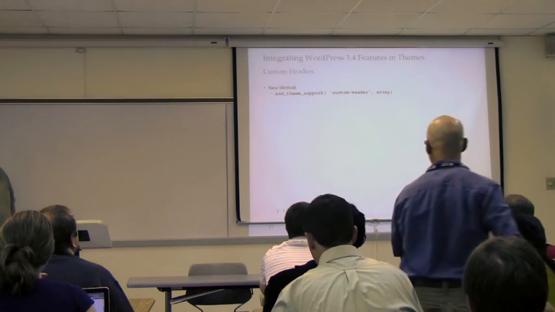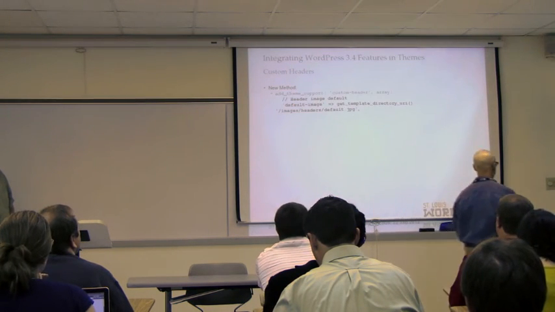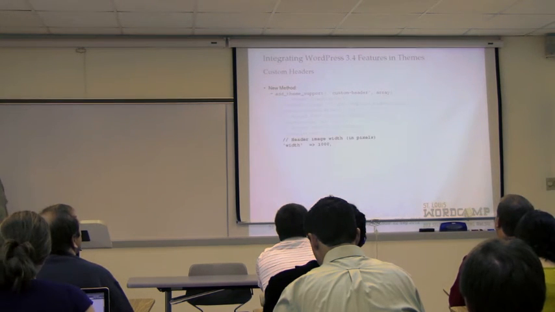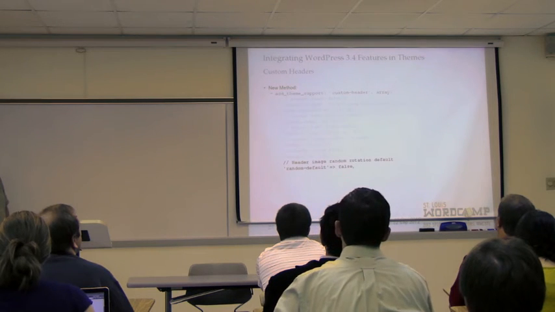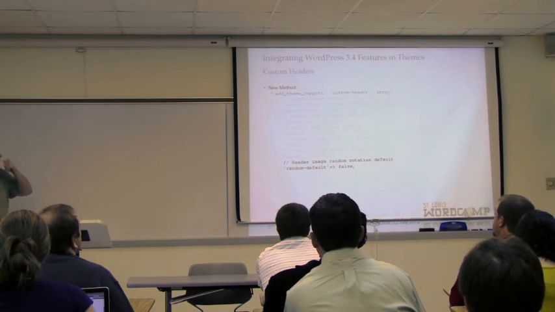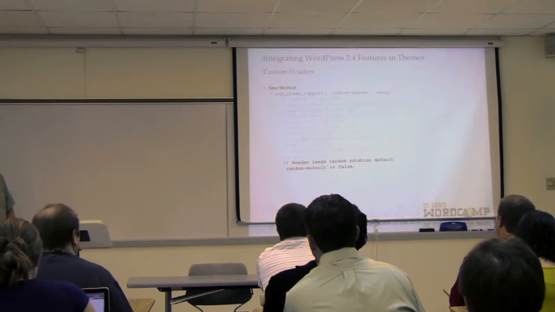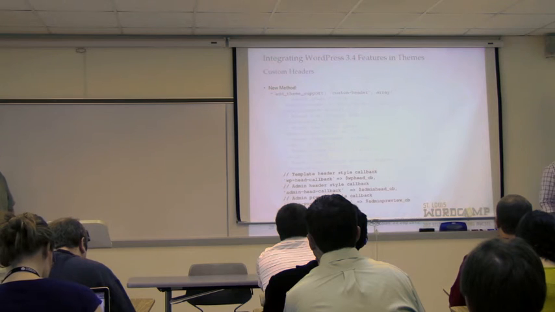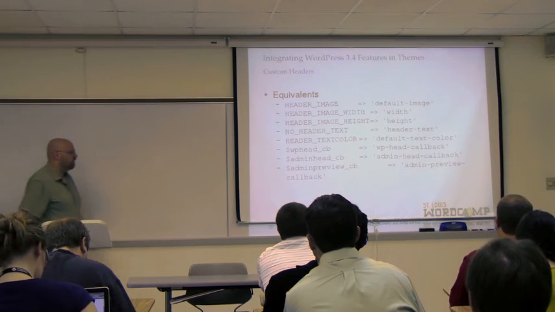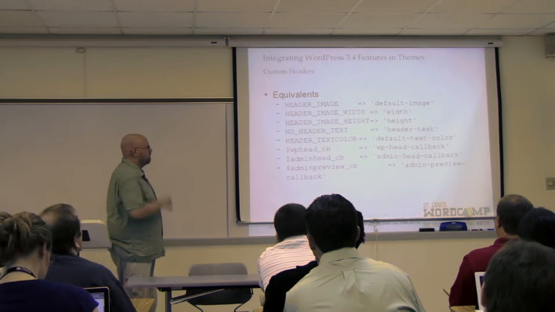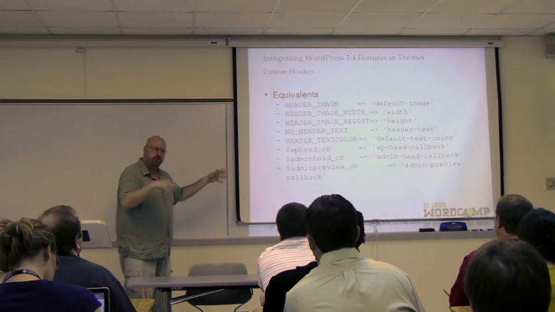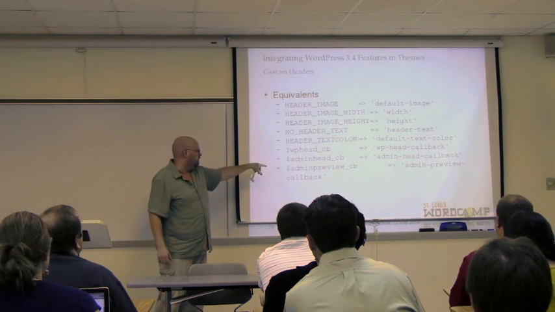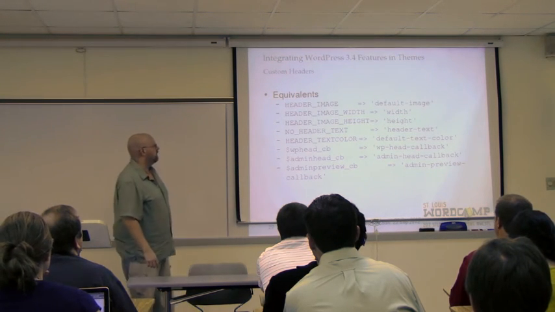So the new method: add theme support custom header with an array. And there's your default image, header text, the color, width, height. You can set it to rotate randomly now, which I don't remember if that was exposed before or not. I don't believe it was. And then of course all of your callbacks. So here are the equivalents. Do you see everything's the same? If you want feature parity from pre-3.4 to 3.4, just change all of these constants and these callbacks to the array parameters there.